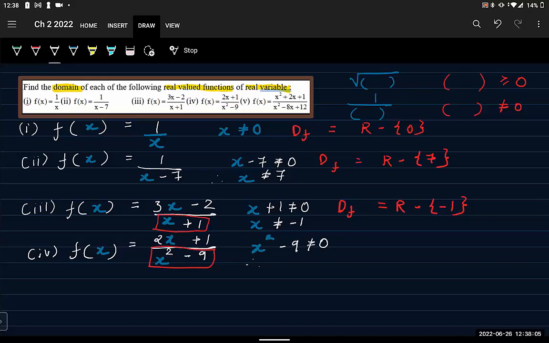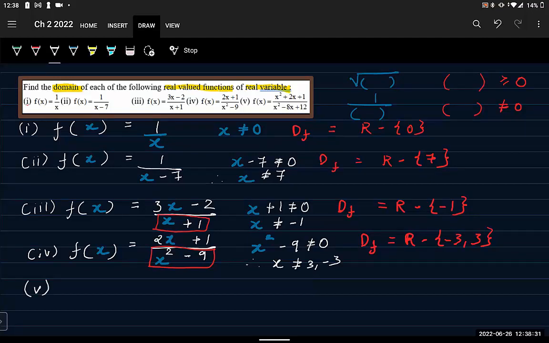X square will not be equals to 9 when x is not equals to 3 or minus 3. So x cannot take the value 3 and minus 3. So we can say the domain of this function will be R minus {3, minus 3}. All real values except minus 3 and 3 can be taken as the values of x. Now similarly applying the similar conditions.